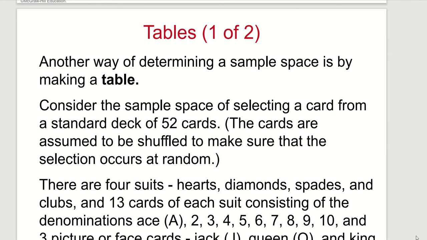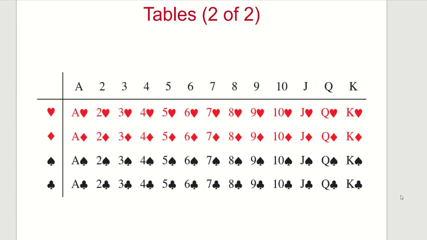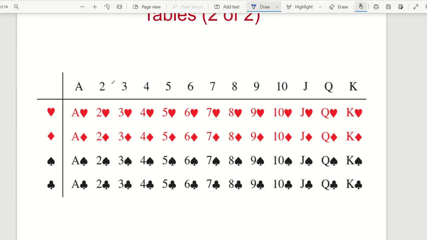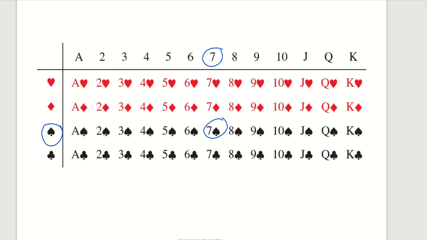Another way to list all of the outcomes in a sample space is to do a table. We saw a table earlier when we were doing our cards. For example, we could list the card type across the top, ace, 2, 3, all the way up to jack, queen, king. And then we could also break it apart for the rows according to the suit: hearts, diamonds, spades, and clubs. If I look at the 7 column with the spade row, that would correspond to the card 7 of spades.